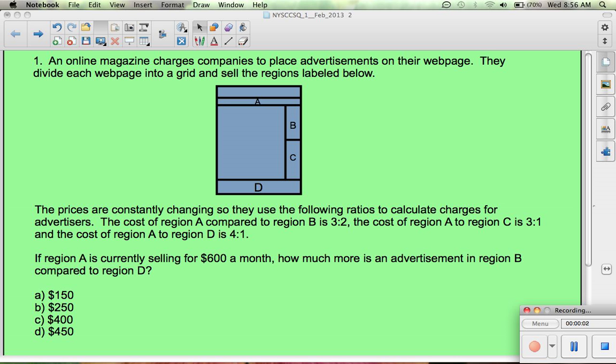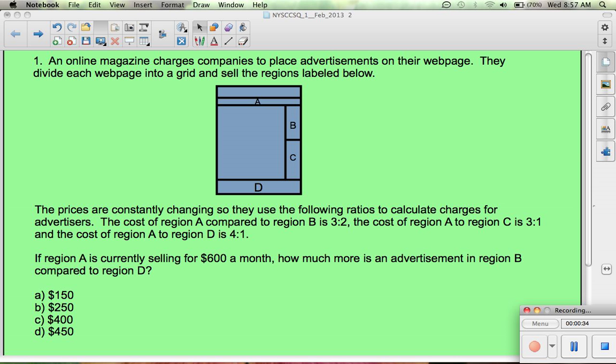Hi, I'm going to go over question 1 on the February 2013 newly released Common Core Sample Mathematics Questions, Grade 7. And it's a multiple choice question, and it reads, an online magazine charges companies to place advertisements on their web page. They divide each web page into a grid and sell the regions labeled below. The prices are constantly changing, so they use the following ratios to calculate charges for advertisers.